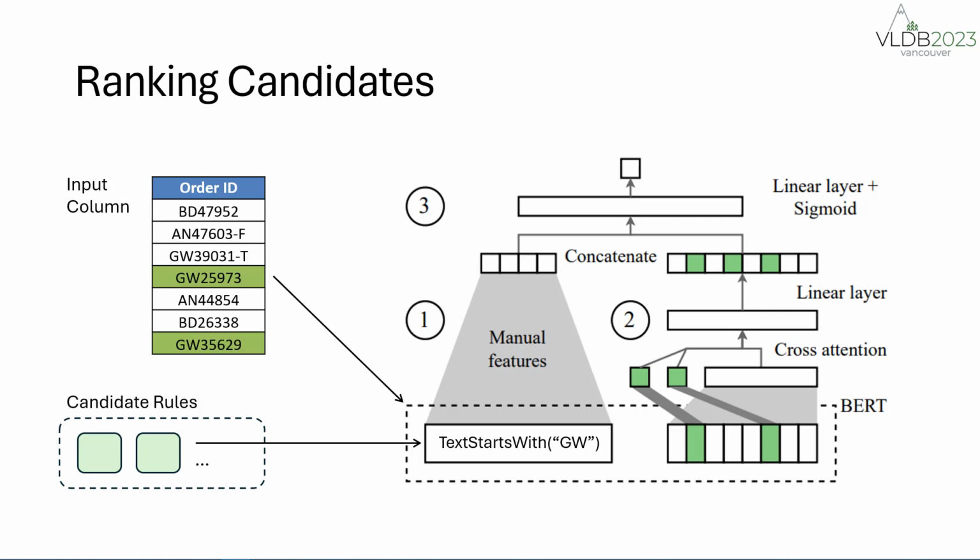For ranking, Cornet uses a neural ranker that uses information from both the rule and the input column to rank candidates. Features from the rule are manually constructed based on heuristics. For example, the number of cells the rule colors, the predicate used, the constants used, etc. The input column is fed into a BERT encoder, which uses cross-attention over formatted and unformatted cells to learn linear features. The features from the rule and the input column are then concatenated and fed into a linear layer, which transforms them into a single score that is then used to rank the rules.